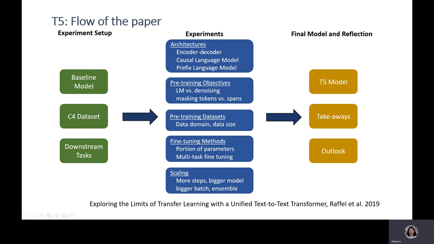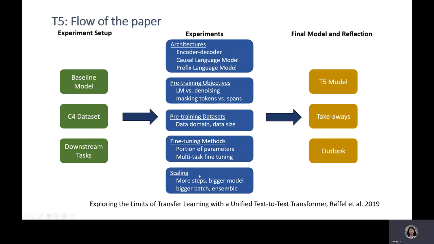For architecture, they compared encoder-decoder, causal language model like GPT, and prefix language model, where the tokens are always allowed to see tokens in the prefix segment. And the prefix language model is useful for tasks like translation and summarization. And for pre-training objectives, they compared GPT-style language modeling and BERT-style denoising, and masking tokens versus masking spans. And for pre-training datasets, they looked at the impact of pre-training data domain and data size. And for fine-tuning methods, they investigated how many parameters to fine-tune and different strategies of multitask fine-tuning.